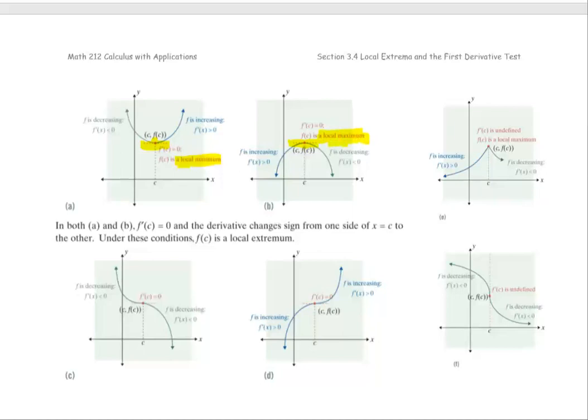And the case on the right part of the graph here, you have a smooth graph, but it has a quick turn.